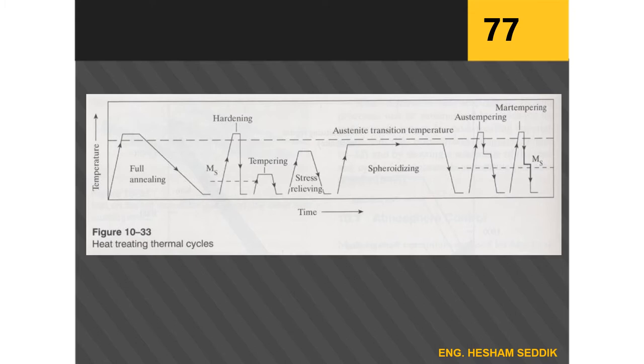Stress relieving, this is the equivalent of post-weld heat treatment, and this happens under the first critical temperature. It means not to reach 723, maximum 650. Normalizing, this is something else. Tempering with more tempering.